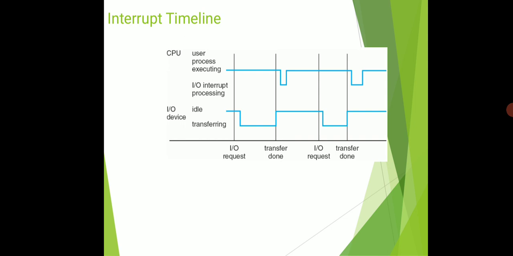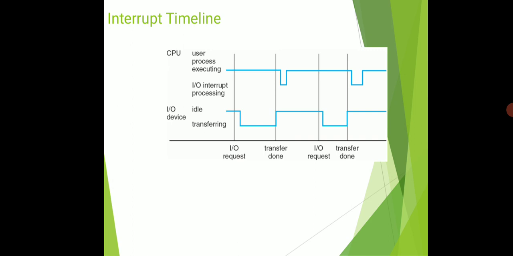This is the interrupt timeline. Here we are having CPU and IO device concepts. So user process executing: if it is high, the line will go up, and if it is low, the line will come down, like that. So the first one is called user process executing, and the second one is called IO interrupt processing. For the IO device we are having idle and transferring. If it is up, that is the idle stage. If it is down, that is called transferring.